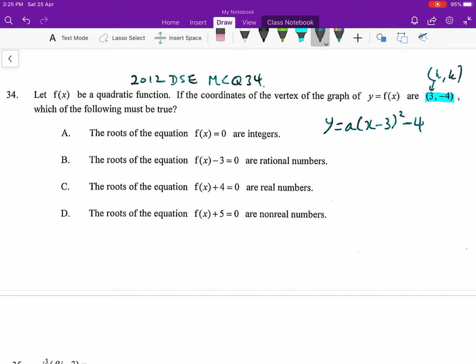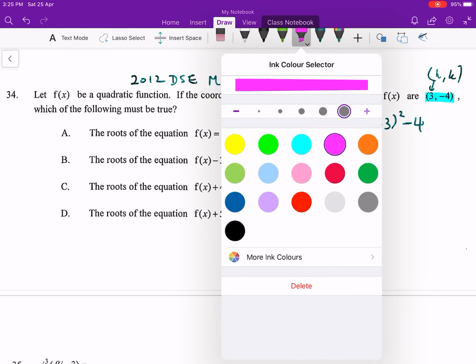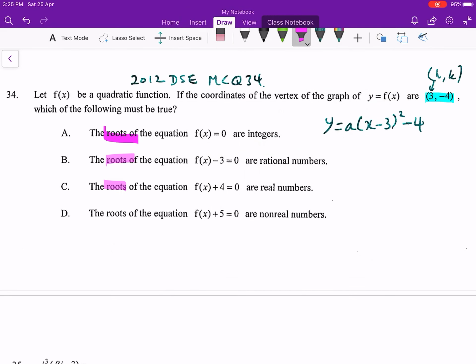When you write this down, the main point of this question is to find the roots, which means that when I put f(x) equal to 0, or when I set it equal to some number, can I find x? This is the main point. What is the nature of x? Find the x. All the roots are called x. So let's take a look.